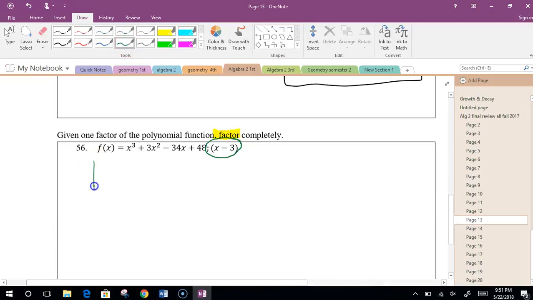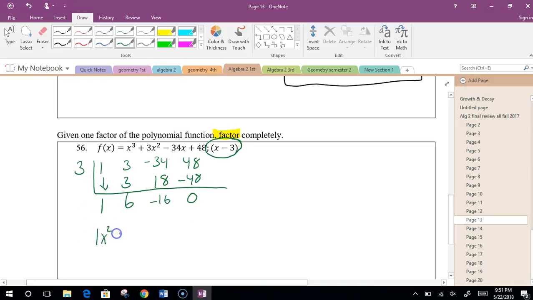So let's run the synthetic with what we have right now. We're going to use a positive 3 out front. We'll have 1, 3, negative 34, and 48 on the inside. Drop your first number down, multiply, add, multiply, 3 times 6, going to give us 18. Add them up, we get negative 16. 3 times negative 16 is negative 48. And oh, good thing we get 0 there. So now, this equation is 1x squared plus 6x minus 16.